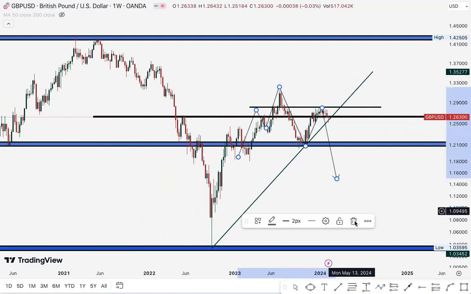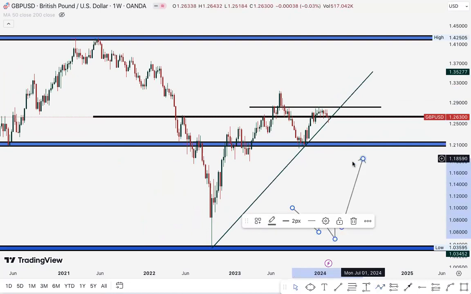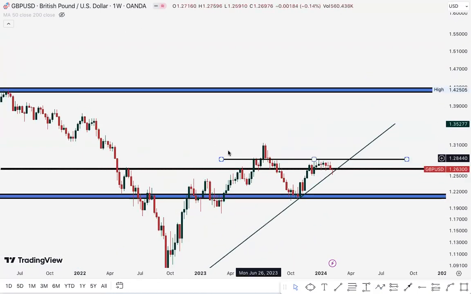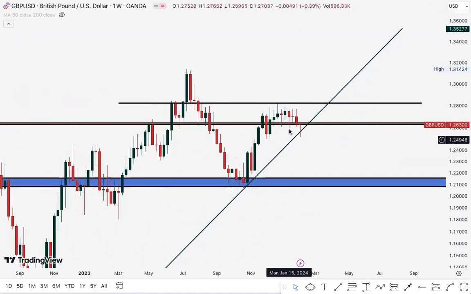Now the reverse is the case for an inverse head and shoulders pattern where you have something like this, and this is a reversal heading upwards in this case. So now we have come in to put a head and shoulders pattern here, which is looking like it wants to drop. Right now it is not complete yet because we are still playing around this level.